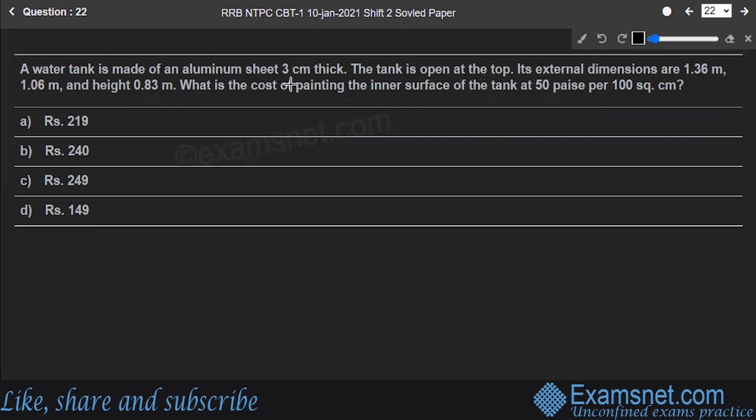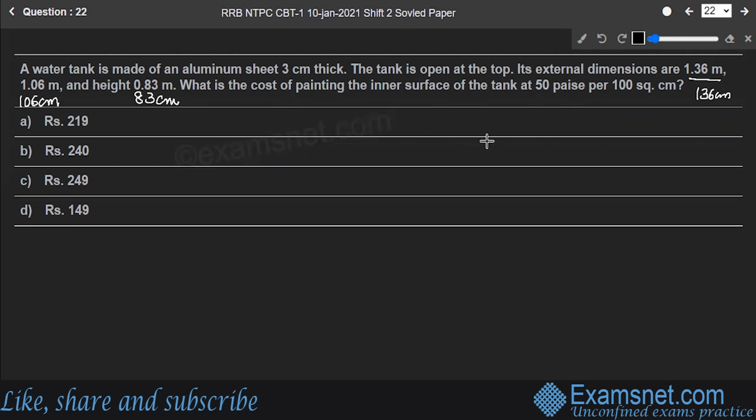One thing to note, there's a difference of units. Here is centimeter, here is square centimeter, here is meters. So you're given centimeter, meter, and centimeter. Better we choose one unit. I'll convert this. This will be 136 centimeter, 106 centimeters, and 83 centimeters. Now, what is the cost of painting the inner surface of the tank at this rate?